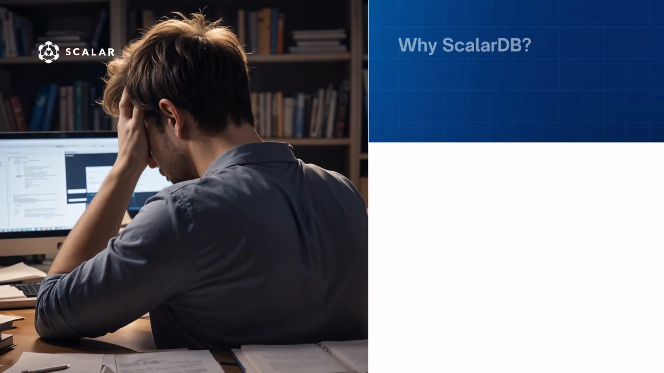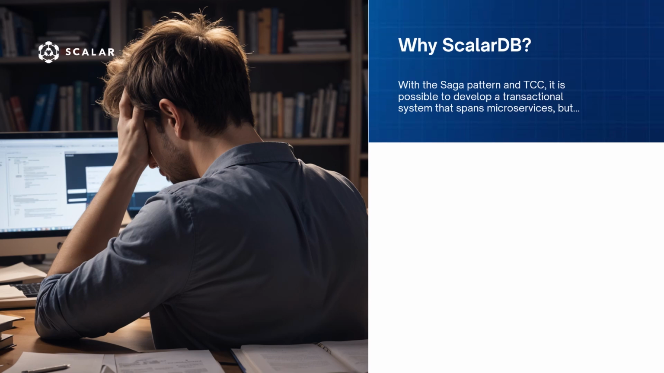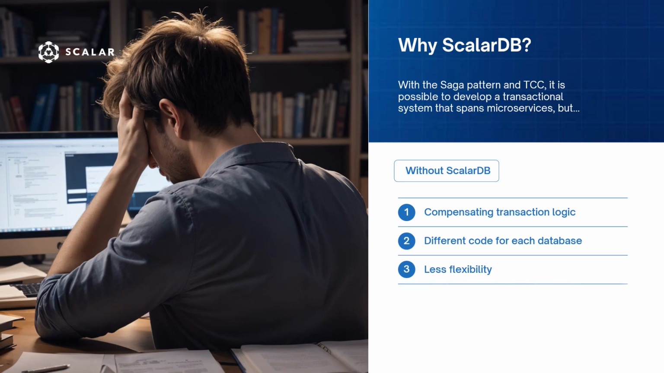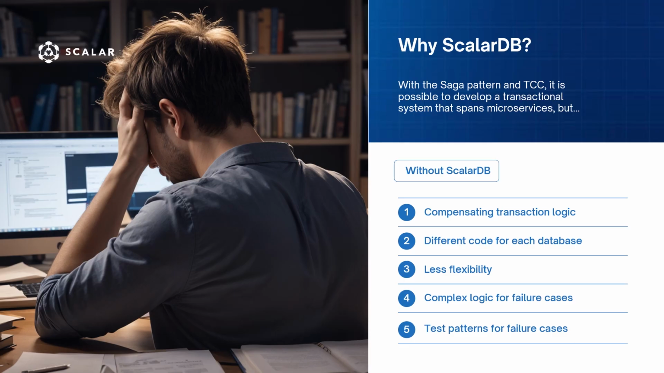It is true that transactional systems which span multiple services can be developed using the Saga pattern or TCC. However, without ScalarDB, microservices require compensation transaction logic. You need to write different code for each type of database. The code becomes more complex and loses flexibility. You also need to consider various failure cases and their test patterns.